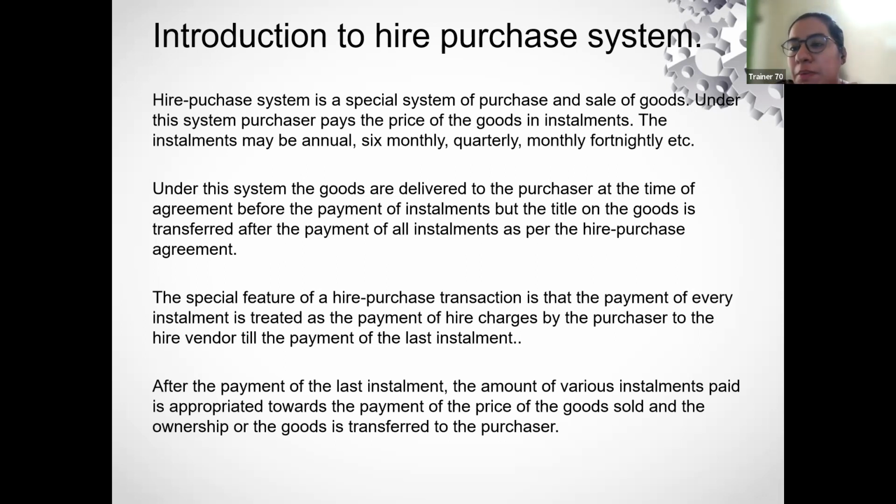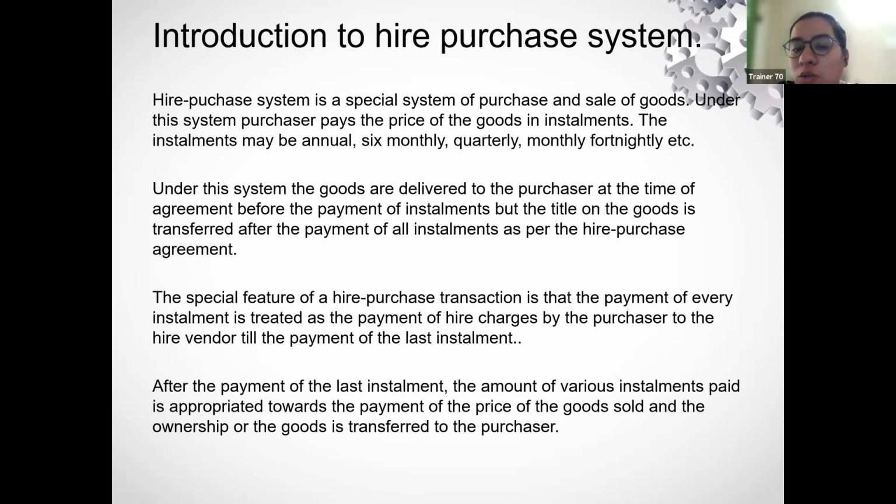The installment may be annually, once in a year. It might be 6 months, once in every 6 months, that is twice in a year. Quarterly, after every 3 months, 4 times in a year. Monthly, 12 times in a year, or fortnightly, that is after every 15 days. Whatever is needed to be agreed between the buyer and seller. Vendor and the purchaser have to agree on this term.